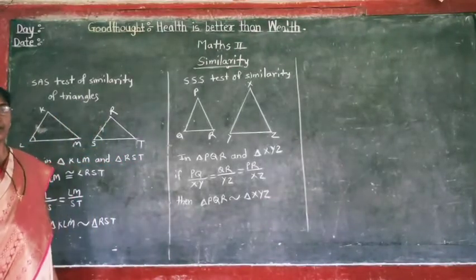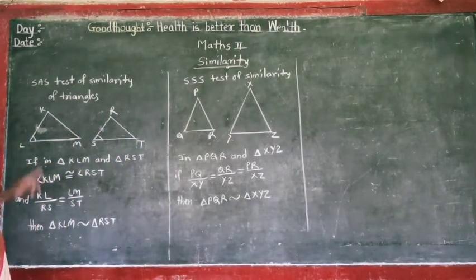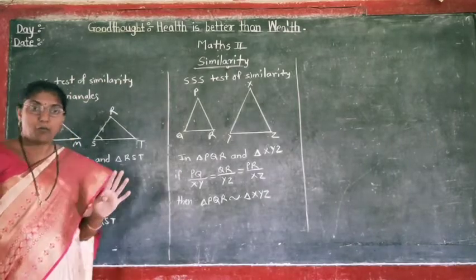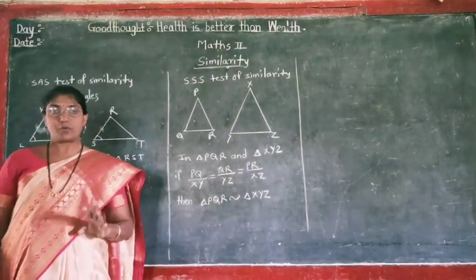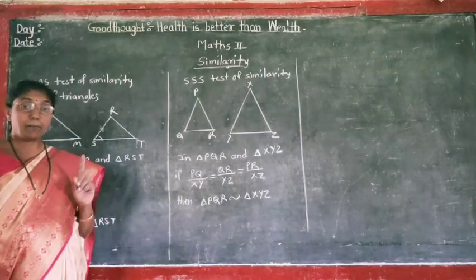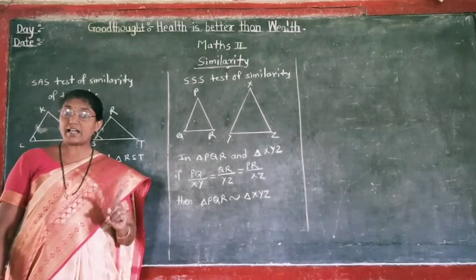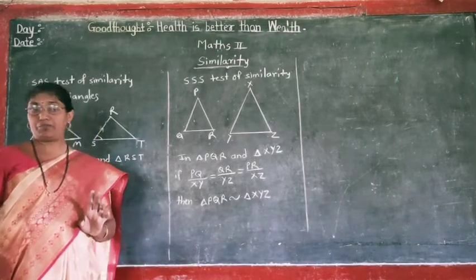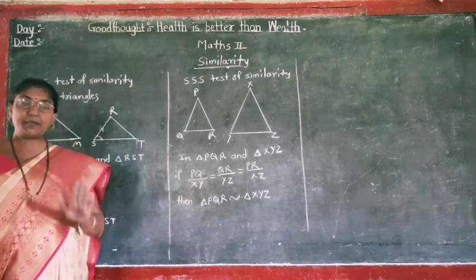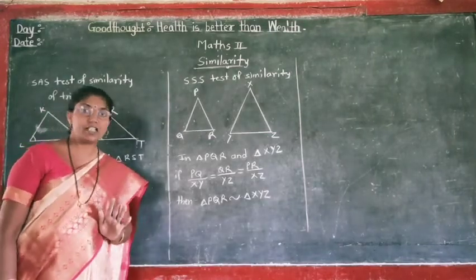Now the third test for similarity of triangles: the SAS test of similarity. For a given correspondence of vertices of two triangles, if a pair of corresponding sides are in the same proportion and the angle between them is congruent, then the two triangles are said to be similar triangles.